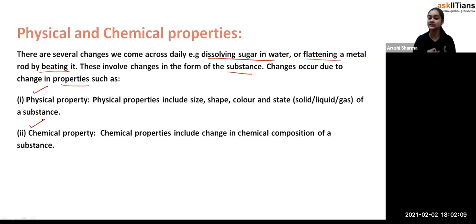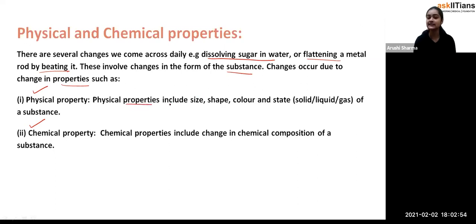Now, students, what are the physical properties and the chemical properties? See, the changes going on around us, like dissolving sugar in water, flattening a metal rod by heating it, melting of ice, freezing of ice, boiling of water, burning of paper, burning of wood, burning of coal. So many changes are going on around us, and after some changes we get another type of substance. That's how the change has occurred, and those changes occur due to the change in their properties. Now, what are these properties, students? First of all, we are going to discuss the physical properties.